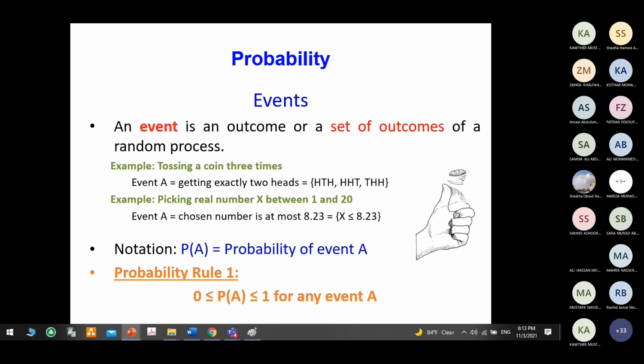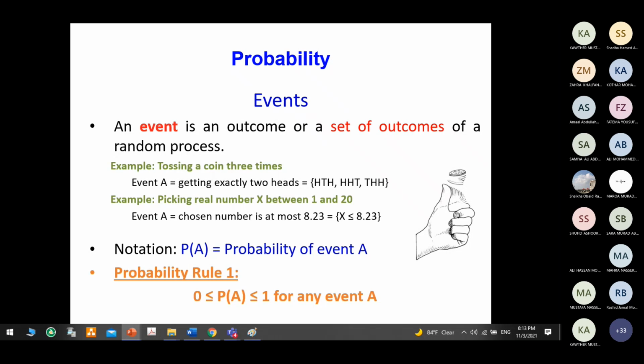Now, while I'm defining the terms here, notation, let me say, we can write it in this way: P of A, P between two brackets A. What does it mean? Probability of event A. We are going to work to find the probability of an event. We will see how to find the probability of an event.